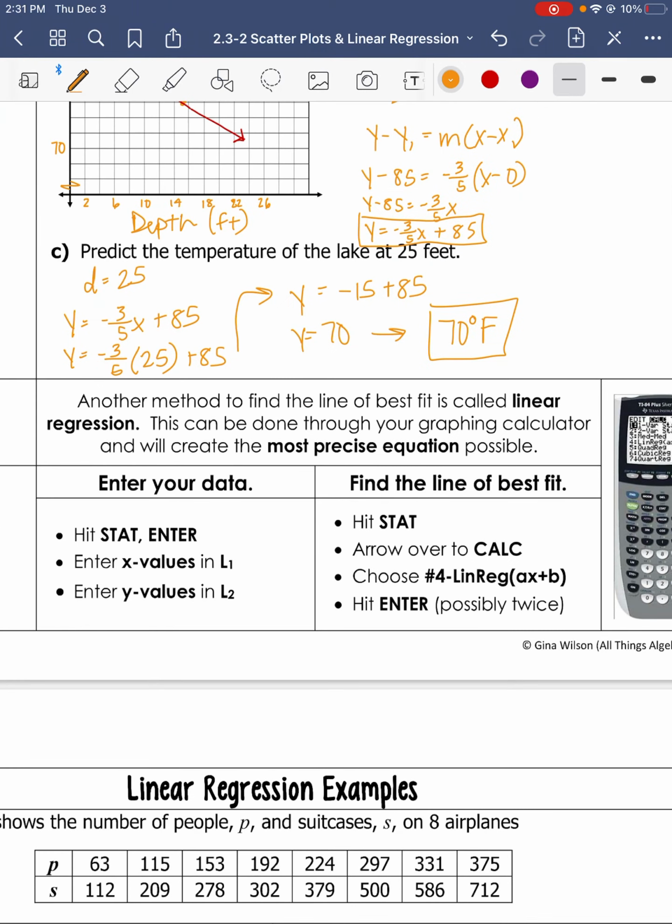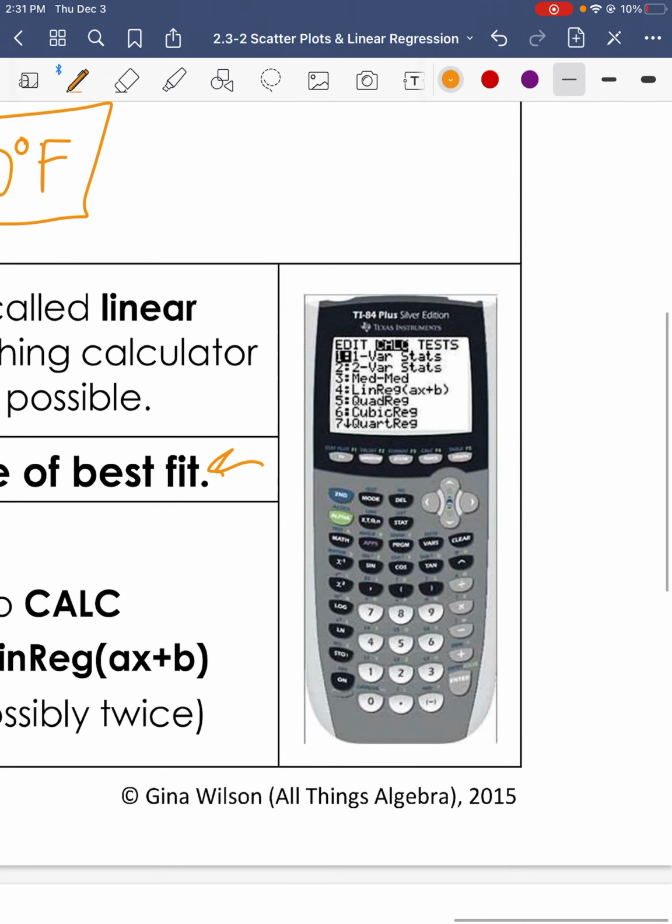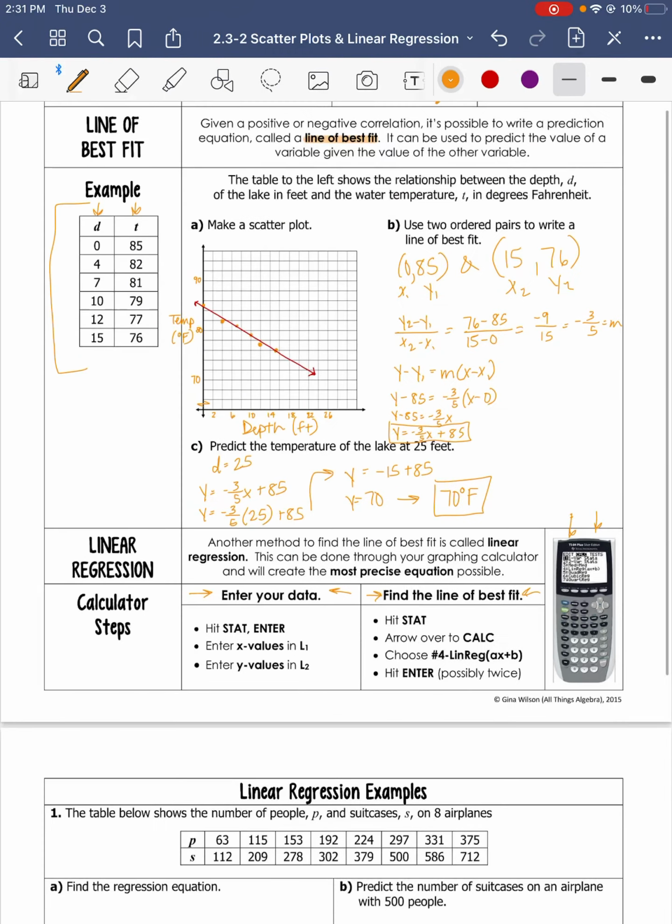Here is how you enter your data. You'll enter your scatter points like this, and then this is how you find the line of best fit. This is using the TI-84, the calculators that we have in the classroom. However, I'm going to do a video of how to use an online version of this, so you'll have one you can use at home when you don't have access to a graphing calculator, and then we'll also show you how to do it in class.